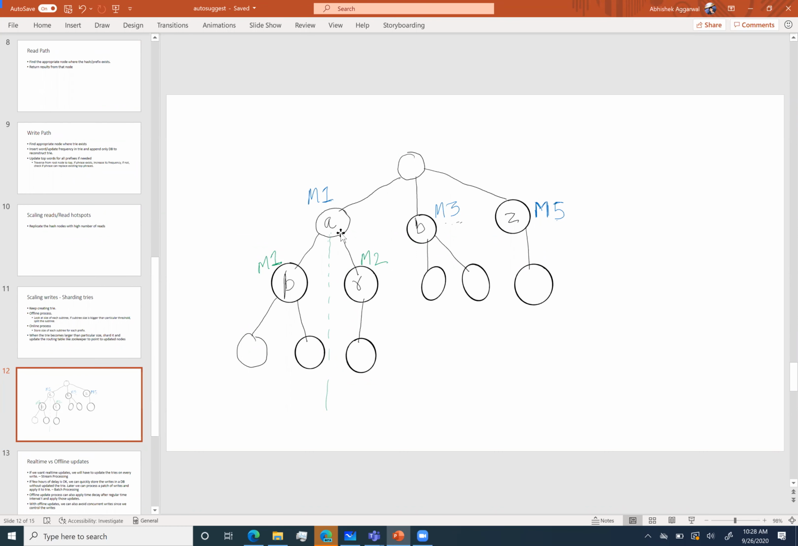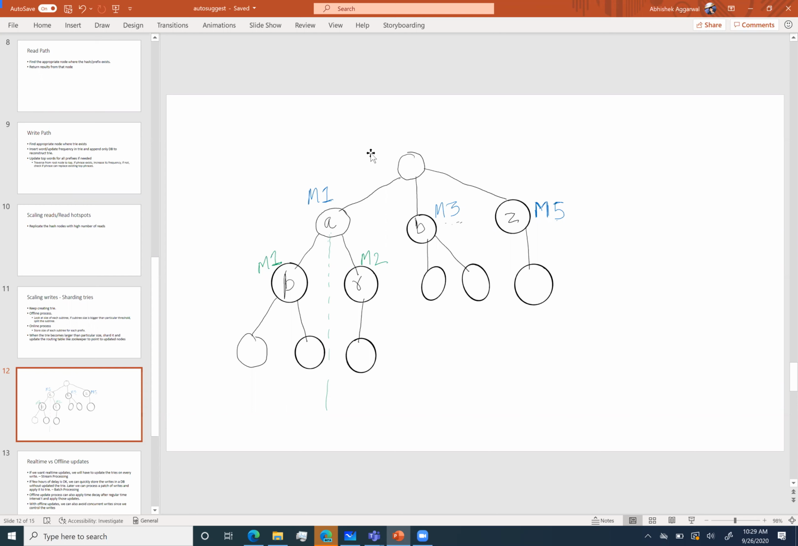So let's say your trie was initially like this: A, B, Z, right? And your partitioning was that all the keys with A are stored in machine M1, with B they are stored in M3, and with Z they are stored in M5. Now your trie under A has increased so much that it cannot fit on a single machine M1. So what you will do is split it again, so that the trie up till AP is on machine M1, the trie up till AR is on M2.